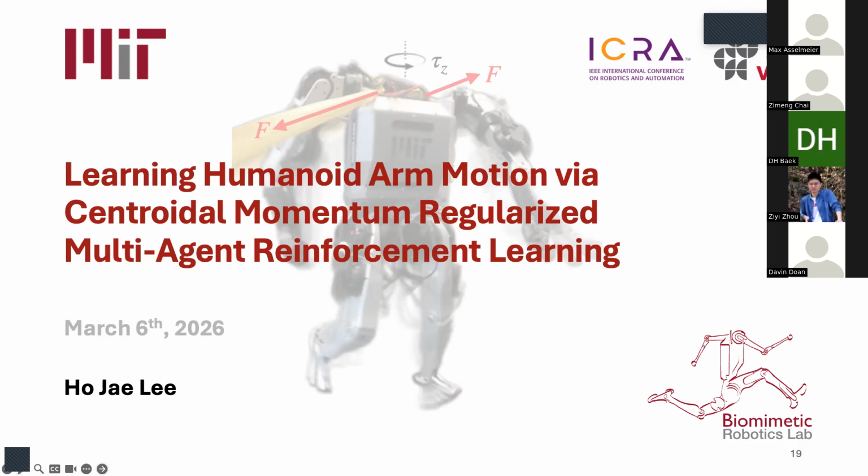The presentation I will give today will be about a case study of how to integrate model-based priors with a reinforcement learning policy for a humanoid locomotion task, especially leveraging the Kusadi tool that we just introduced. The title of the work is Learning Humanoid Arm Motion via Centroidal Momentum Regularized Multi-Agent Reinforcement Learning. Its RAL submission will be presented at ICRA, hopefully to see some of you there as well.